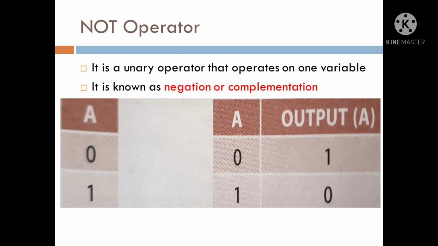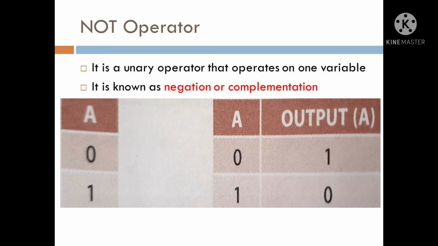Next is the NOT operator. The NOT operator is a unary operator that operates on one variable, and the operation performed by the NOT operator is known as negation or complementation. We can see there are two tables. The first table has A, that means the input. The next table has A and the output, which contains the output of the NOT operator. The output of the NOT operator is the opposite.